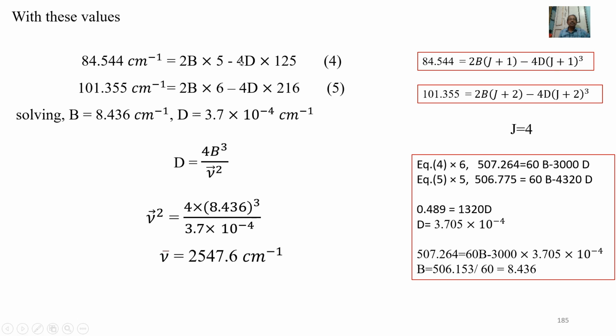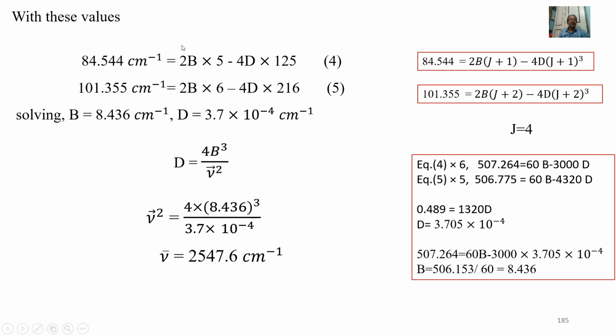So we have 2b multiplied by 5 minus 4d multiplied by, here it is, j plus 1. So 4 plus 1, 5 cubed, which is equal to 125. So the next equation becomes 101.355, which is equal to 2b times j plus 2, which is 4 plus 2, which is nothing but 6, minus 4d, 4 plus 2, which is 6, 6 cubed is nothing but 216. Now we have equations 4 and 5.